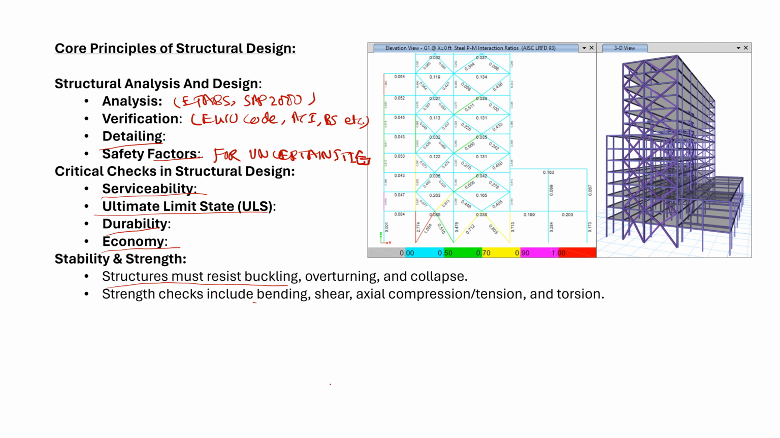Besides them, stability and strength also need to be checked. The structure must resist buckling, overturning, and collapse. And strength checks include bending, shear, axial compression, tension, and torsion, etc. This design method is mainly applied for seismic, wind, snow, etc. to resist.